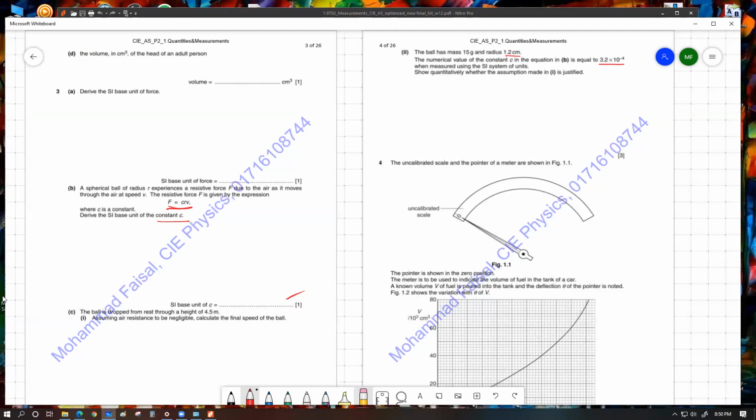Show quantitatively whether the assumption made in 1 is justified. And assumption made in 1 কি ছিল? Assuming air resistance to be negligible. So what we are asked to show যে air resistance যে negligible হইছে এটা actually justified কিনা.